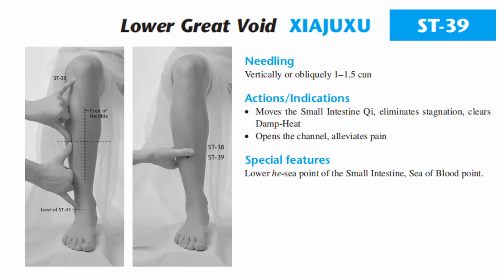Stomach 39 needling vertically or obliquely 1 to 1.5 Cun. For the actions and indications, stomach 39 moves the small intestine chi, eliminates stagnation, clears damp heat. It opens the channel and alleviates pain. Special features, stomach 39 is the lower He-Sea point of the small intestine, Sea of Blood point.